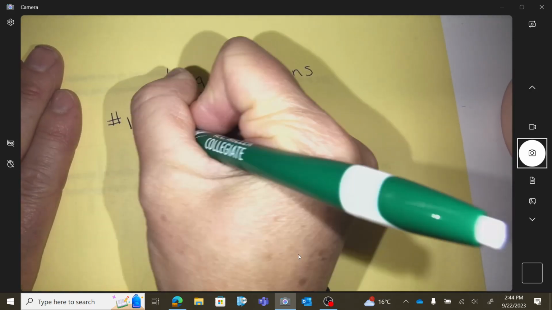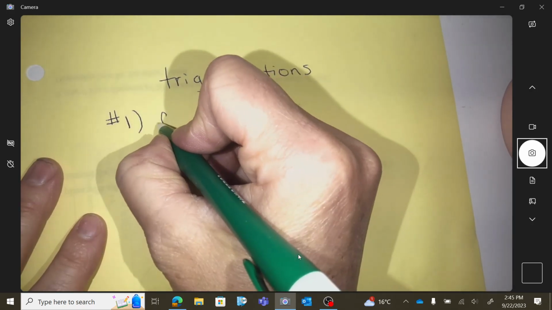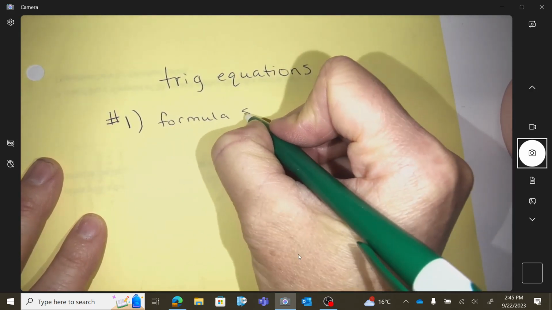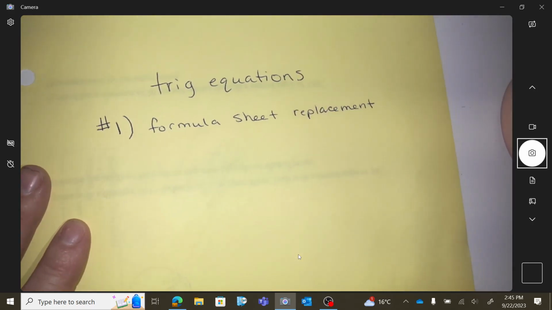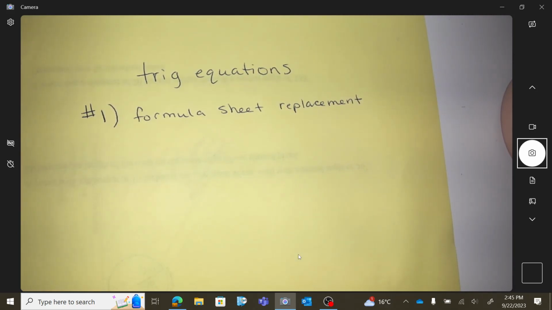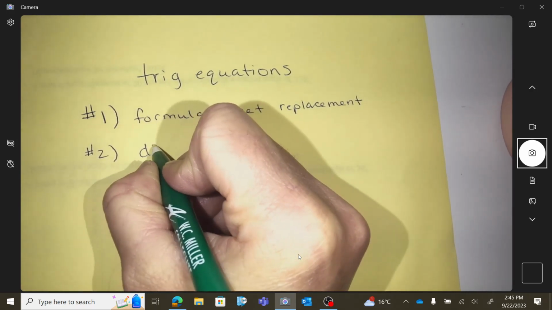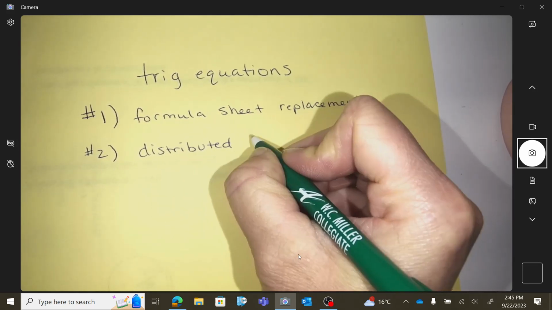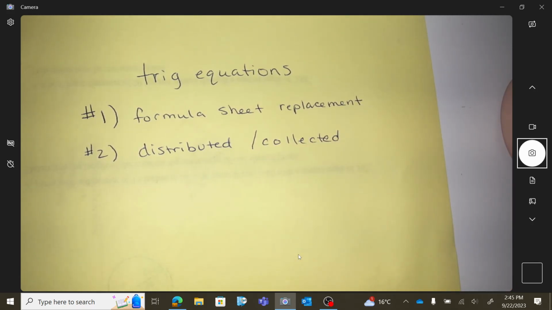Trig equations. Here's what we did. Formula sheet replacement. We made a formula sheet replacement. Step 2, we distributed if we needed to, or collected if we needed to, right? We might not have to, but we might have to.